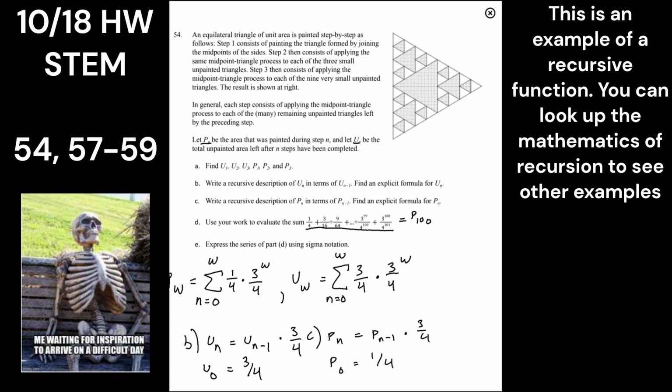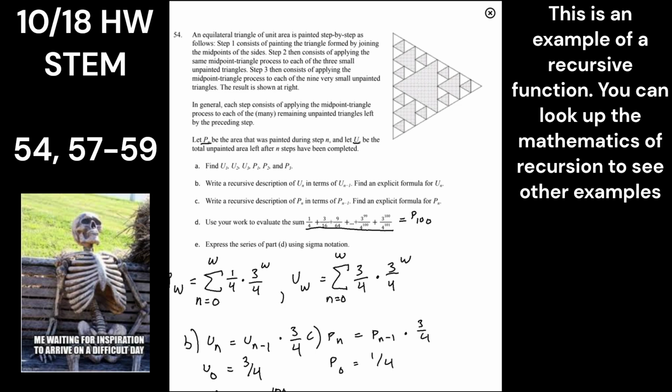Actually, we're going to go to E, which, again, is very simple. We already wrote down most of the work. So it would be the sequence of W, but in this case it's 100, P to the 100, which I wrote over here: the sum from n equals 0 of 1 over 4 times 3 over 4 to the 100. So that's, I think, really simple.